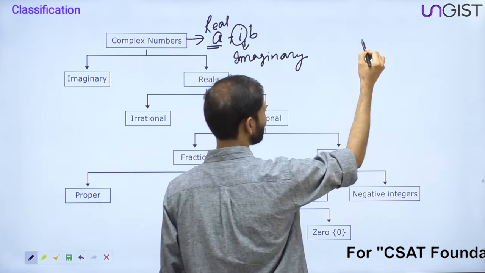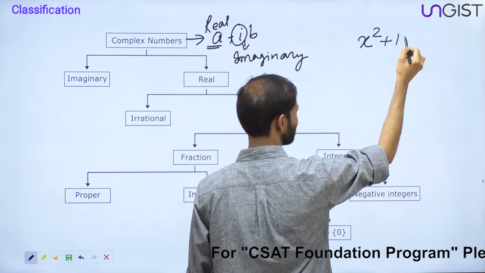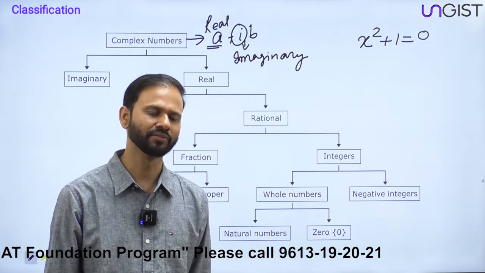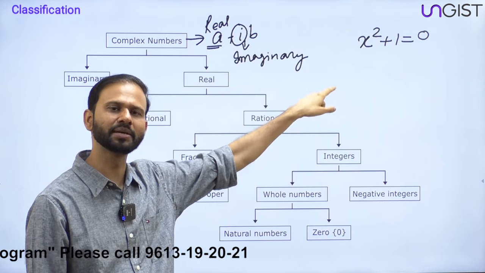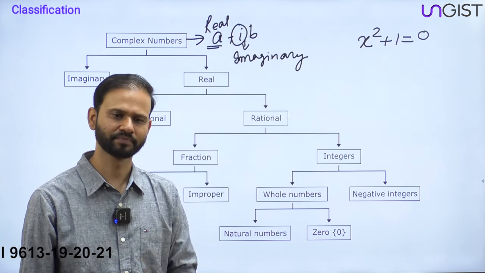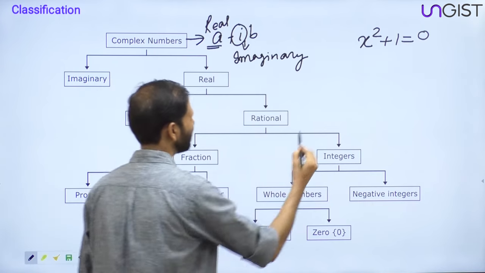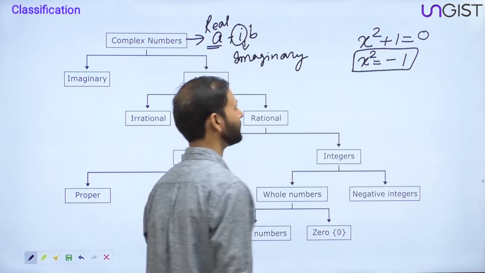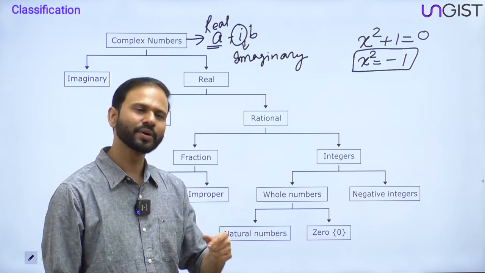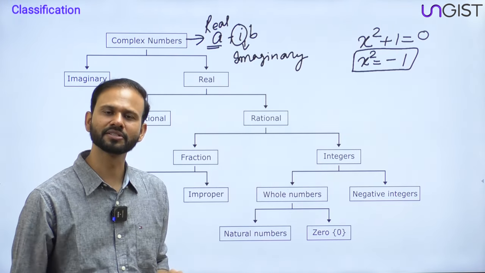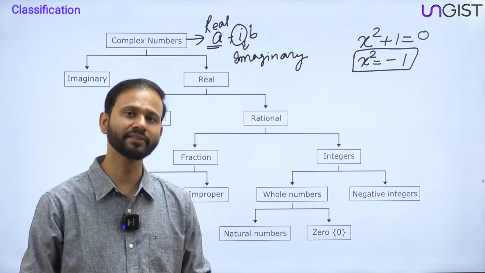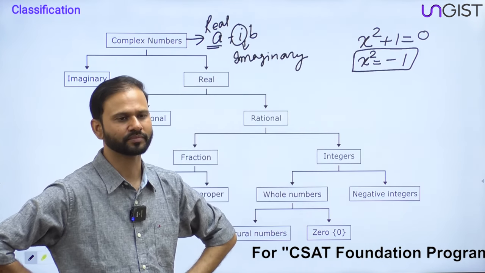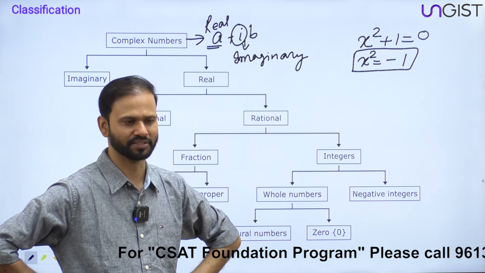When we were solving some quadratic equations, one quadratic equation came like this: x square plus 1 is equal to 0. If you try to solve this, you will get x square is equal to minus 1. This quadratic equation does not have any solution in the real numbers. No real number exists whose square is a negative number.